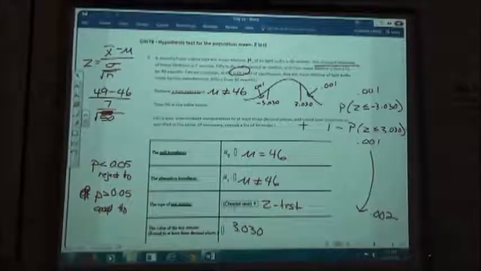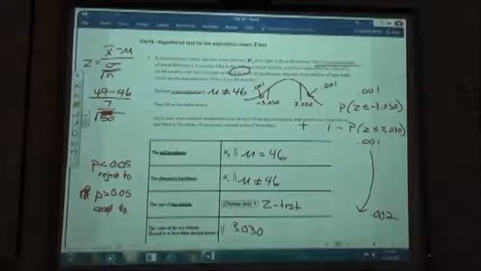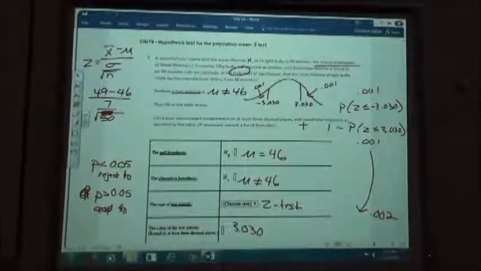Now for fun, if you do your technology activity, I'm going to have you grab that one. You can do your hypothesis test on here. What I'm going to do is I am going to hit the stat button, and then I'm going to cursor over to the tests. And you'll notice that number 1 is the z-test, which is what we're doing. So hit stat, then cursor over to tests.